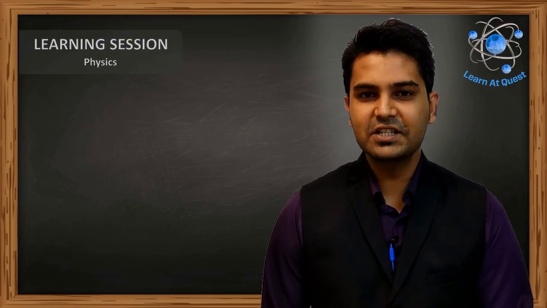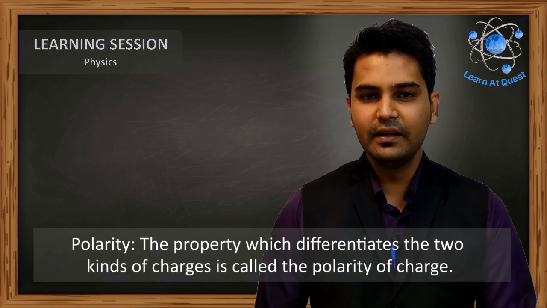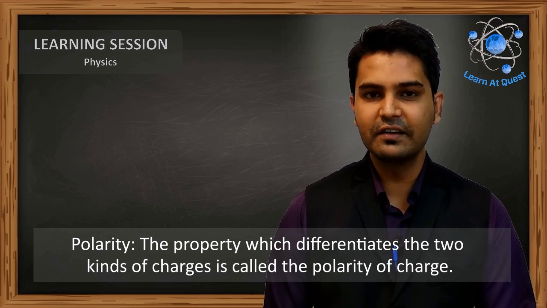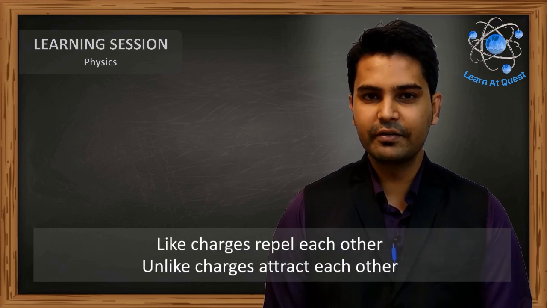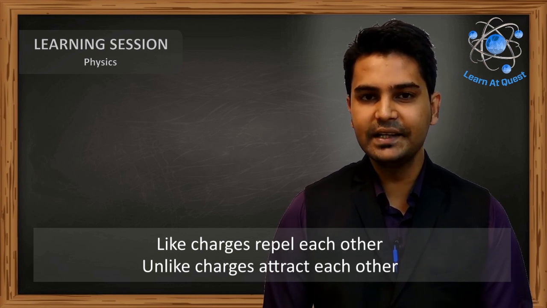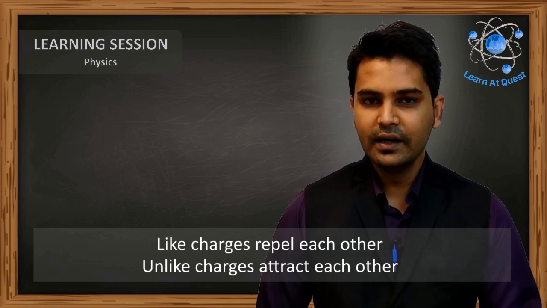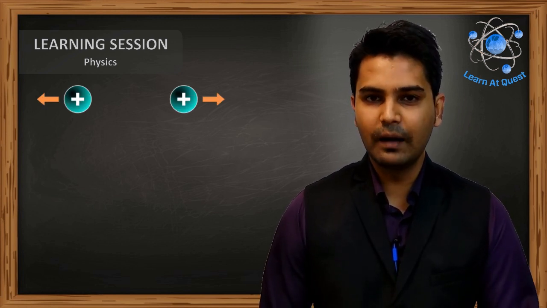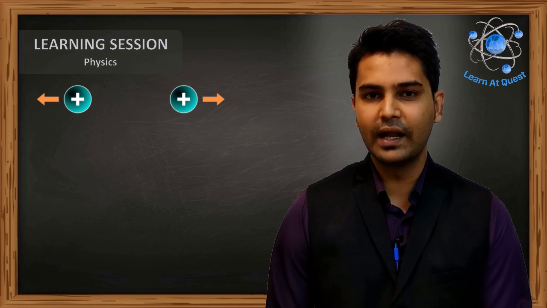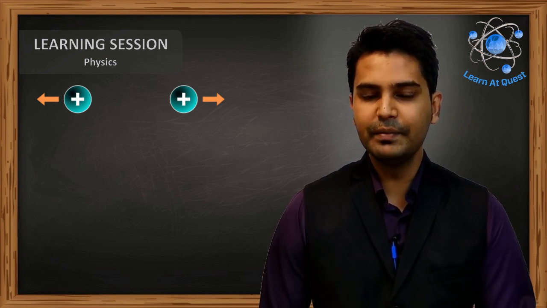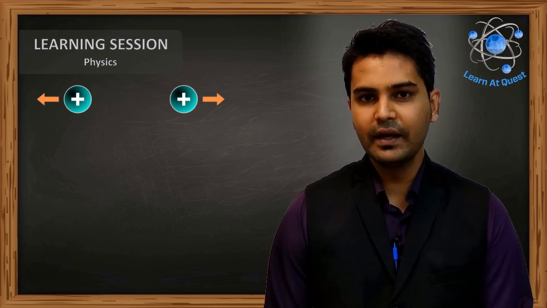Let us understand the interaction between 2-point charges. The property which differentiates between two different kinds of charges is called its polarity. The polarity of a charge can either be positive or negative. We know that two like charges repel each other and two unlike charges attract each other. Let us say we have two positive charges as shown here. Now, as both of these are positive charges, that is, they have the same polarity, hence they are like charges. Hence, they will repel each other. That is, there will be some repulsive force between the two.